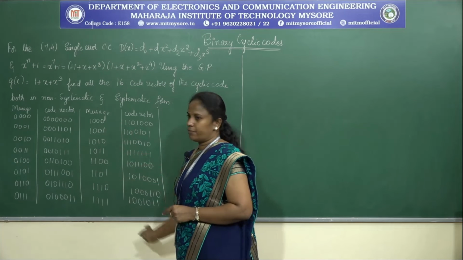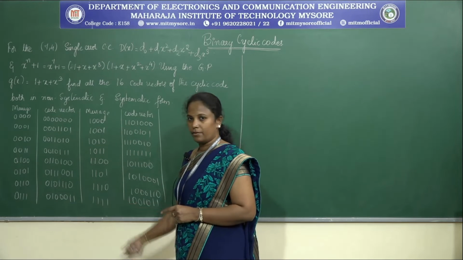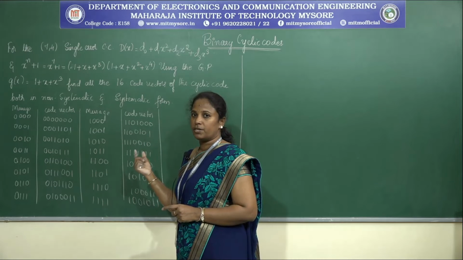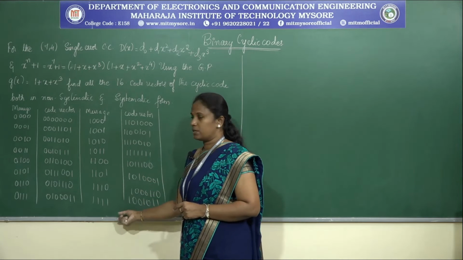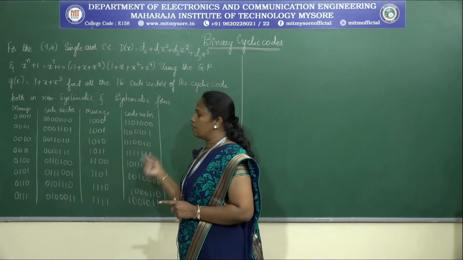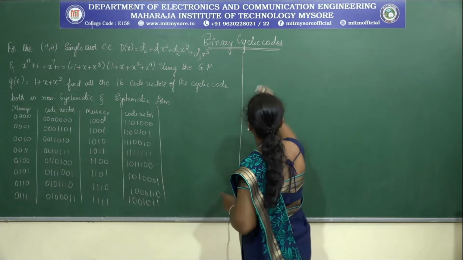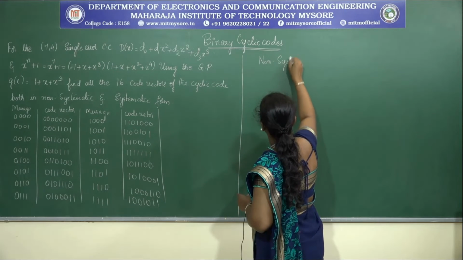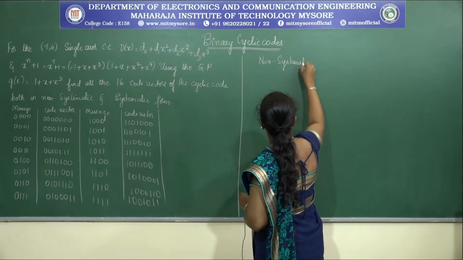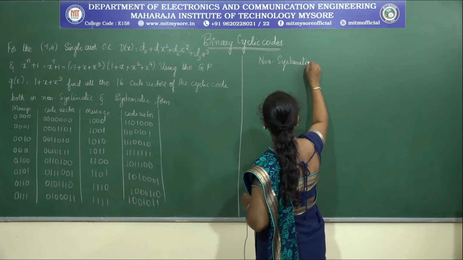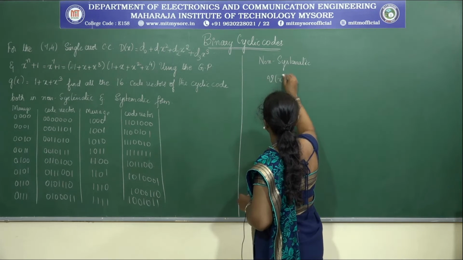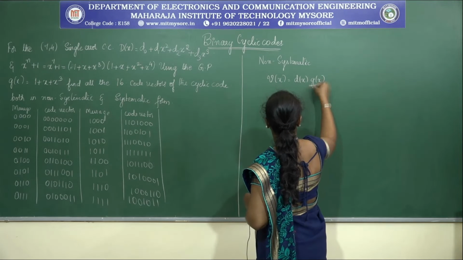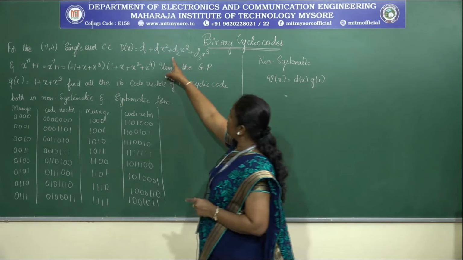I have written the answer for every code word that you will get after you perform the operation with respect to non-systematic. This is the table for non-systematic. For non-systematic, we find the code vector by using the formula v of x is equal to d of x into g of x. So what is your d of x given by?